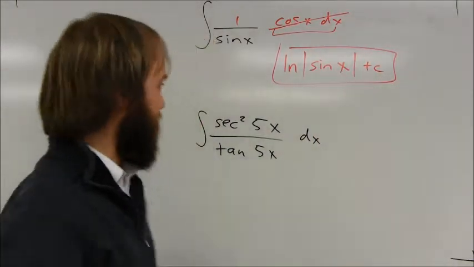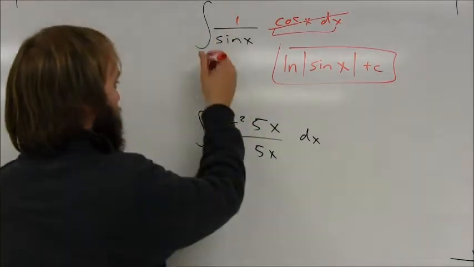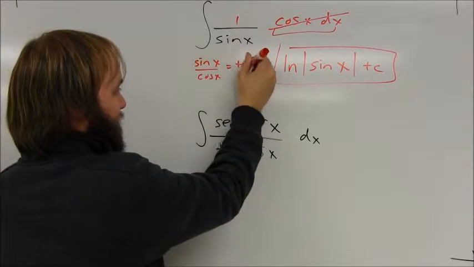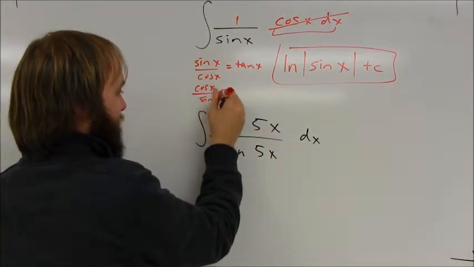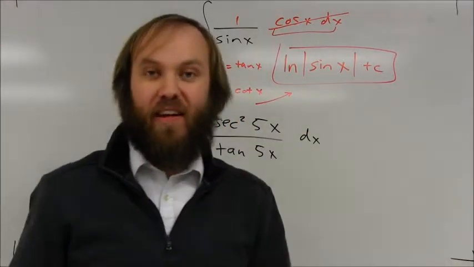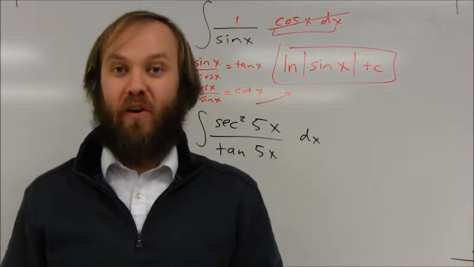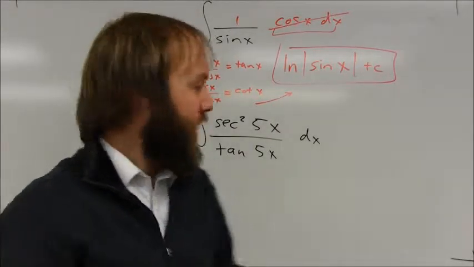Okay? You come down to this example here. Oh, by the way, one thing that's also really important here, we know that sine of x over cosine x is equal to the tangent of x. That means that the cosine of x over the sine of x is equal to the cotangent of x. We just actually found the antiderivative of cotangent, okay, or the integral of cotangent. So you can see where some of those ideas might come from.